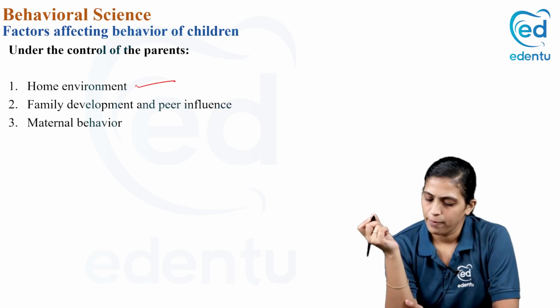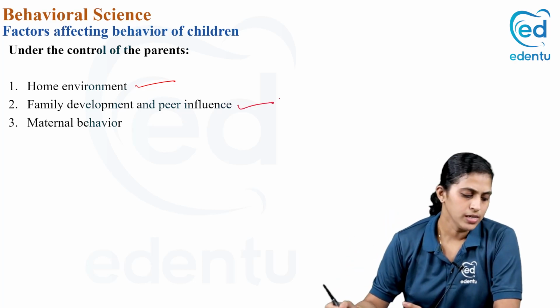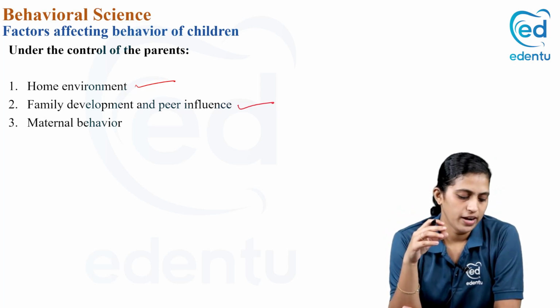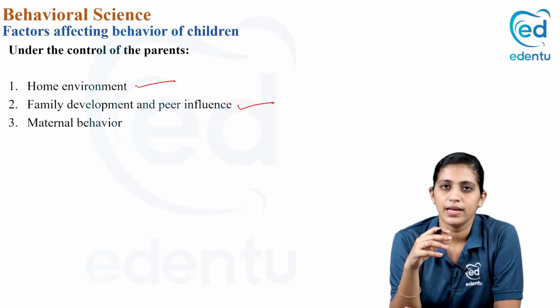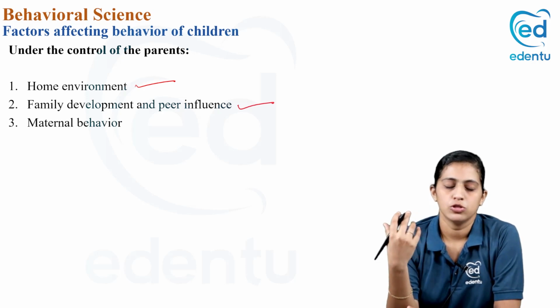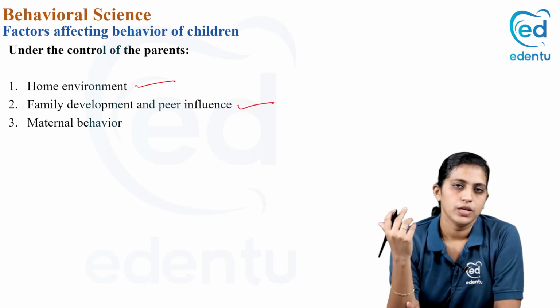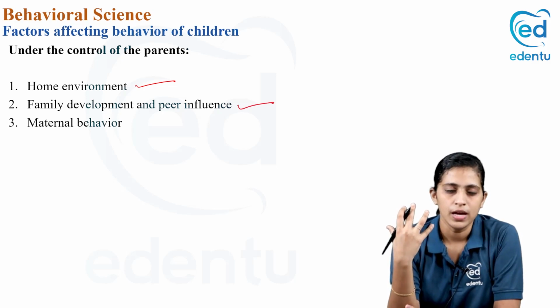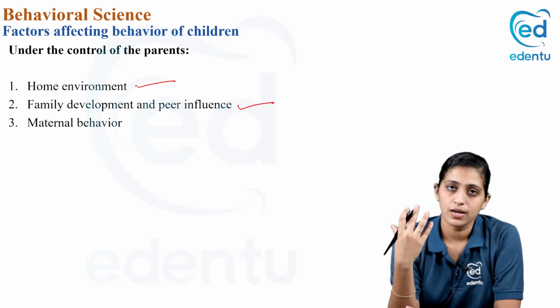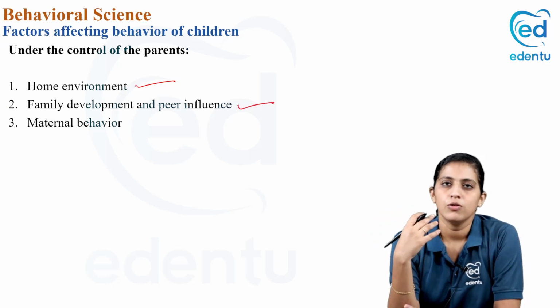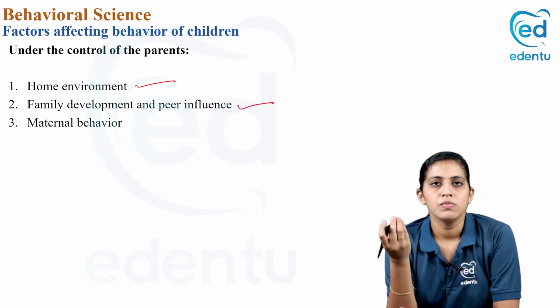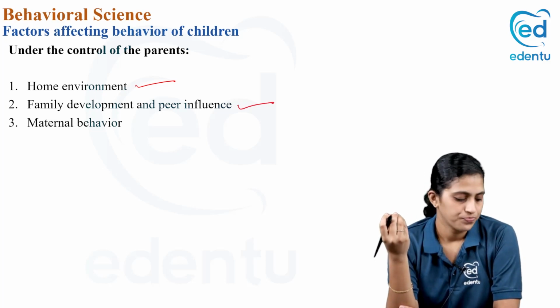Next is family development and peer influence. This is basically the position or status of the child in the family, or the parental attitudes towards the child. If there are internal family conflicts, the child becomes very frustrated emotionally. And also we should know that younger children always try to imitate their older siblings.